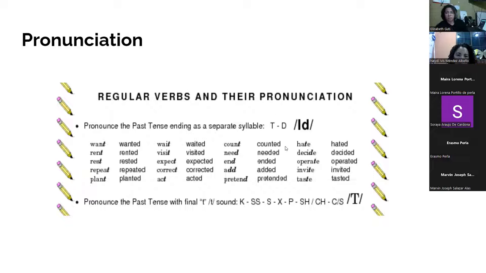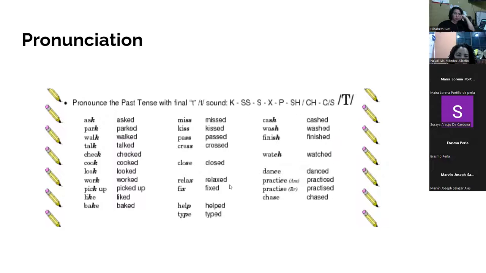Counted, needed, waited, operated. You see, many of the words that end in T or in D, right, take a separate syllable. So they are pronounced like this in this case: expected, corrected. Now, the other pronunciation for past participles, para los que terminan en ed, for regular ones, we pronounce it like T, right? T. So they finish with that sound.